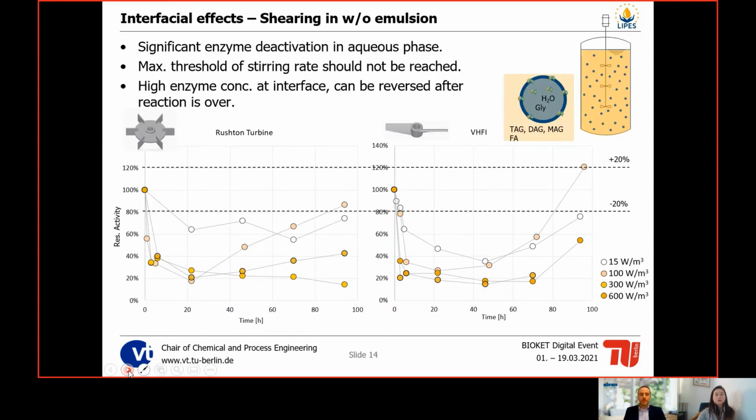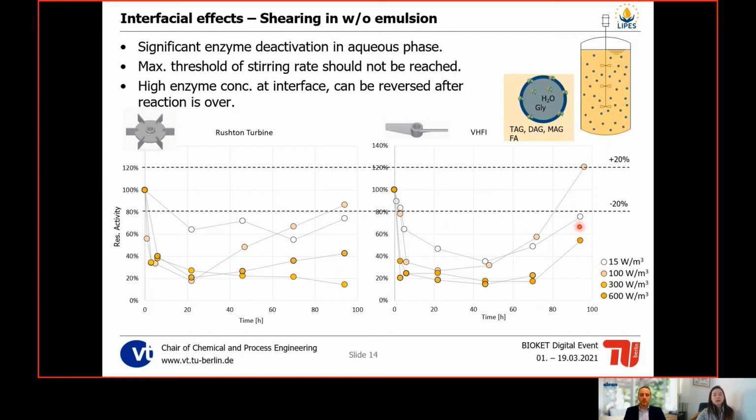A similar phenomenon we also see in a water-oil emulsion, where we have an interface between oil and water. We also increase the power input, and this is a bit disconcerting because we see that the enzyme is deactivated, with the activity reduced within the 6 hours of reaction. But here you can see, again and again, we observe that reactivation of the enzyme is possible. If we wait until the reaction is finished and then test the enzyme activity again, we see that the activity becomes higher after 96 hours.